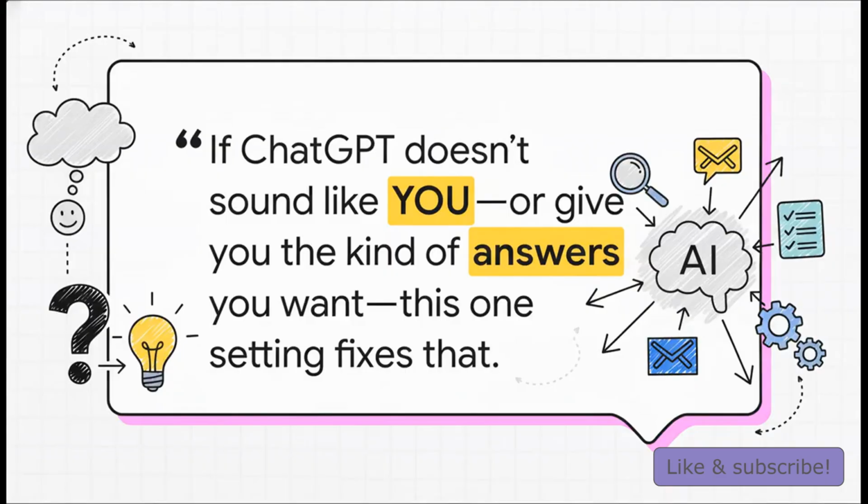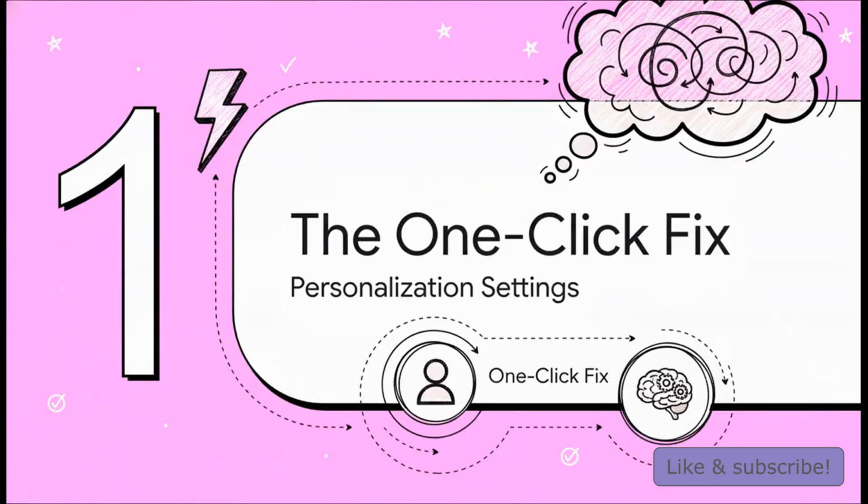You want an AI that actually gets you, that understands what you're working on, and talks to you in a way that's actually useful. Well, guess what? That's exactly what we're gonna fix right now. So, what is this magic solution? It's a feature called personalization. And it's incredibly powerful, but so many people just don't even know it's there. Just think of it as your own personal training ground for ChatGPT.